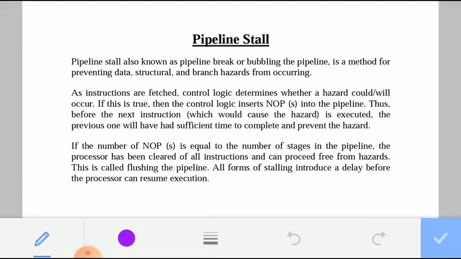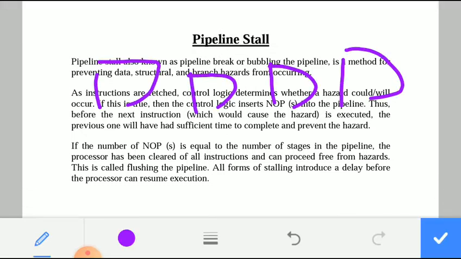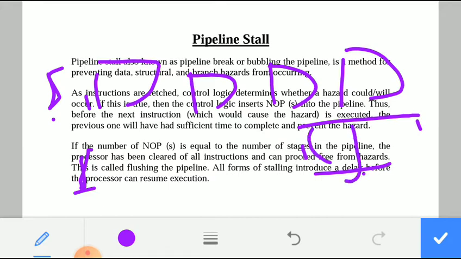Next, pipeline stall. That means when the next instruction is I2 after I1, and I2 waits for the next execution stage, this time is wasted. This is called a pipeline stall.